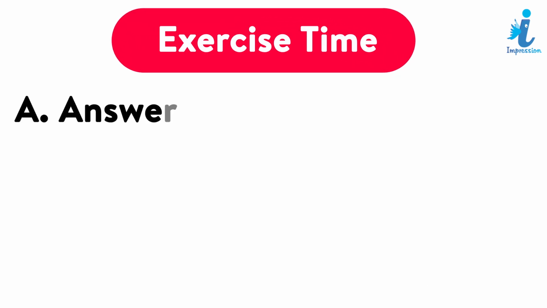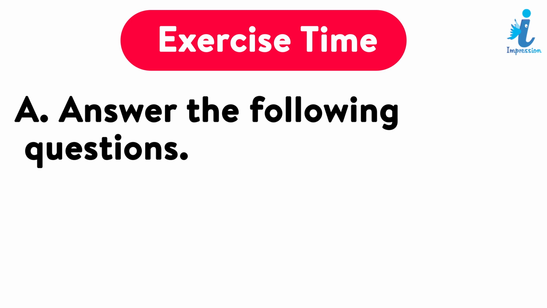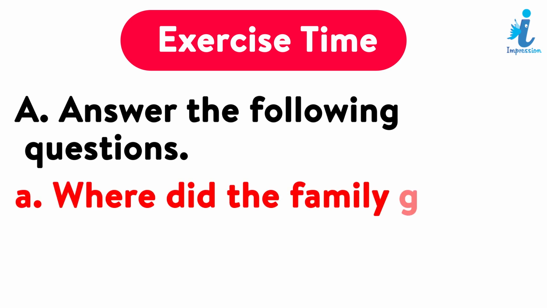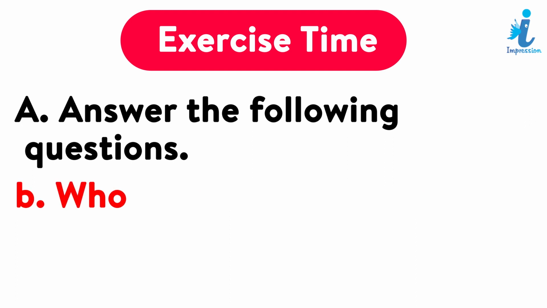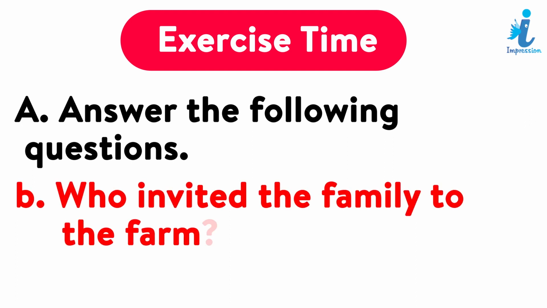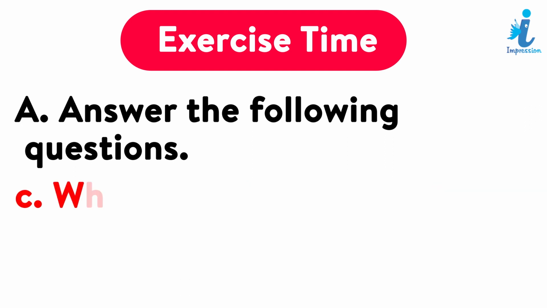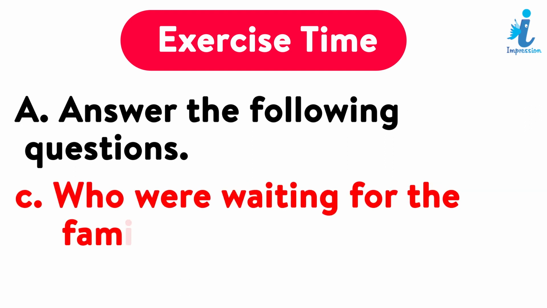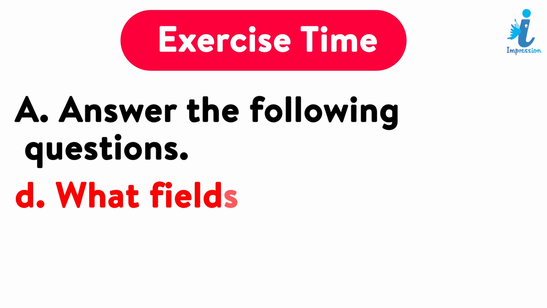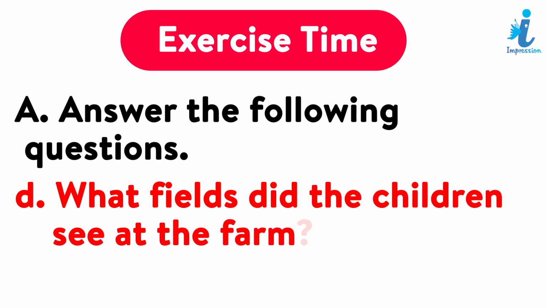Exercise time. Answer the following questions. A. Where did the family go? Answer: The family went to the farm. B. Who invited the family to the farm? Answer: Uncle invited the family to the farm. C. Who were waiting for the family? Answer: Jay and Pooja were waiting for the family. D. What fields did the children see at the farm? Answer: The children saw mustard and wheat fields at the farm.